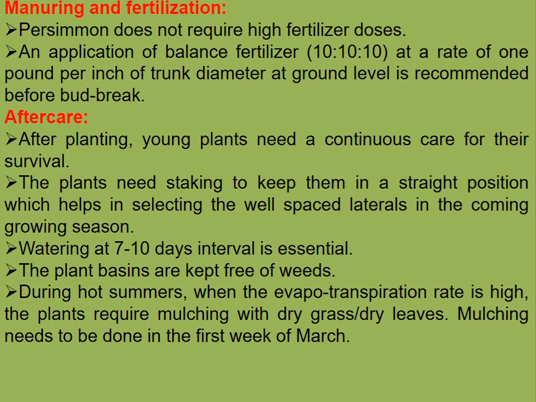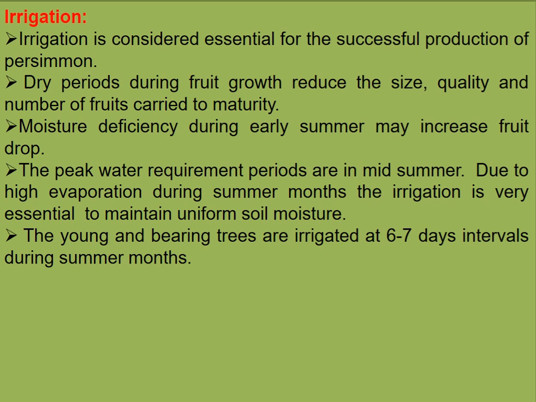The plants need staking to keep them in a straight position, which helps in selecting well-spaced laterals in the coming growing season. Watering at 7 to 8 days interval is essential. The plant basins are kept free of weeds. During the hot summer, when the evapotranspiration rate is high, the plants require mulching with dry grass and dry leaves. Mulching needs to be done in the first week of March.